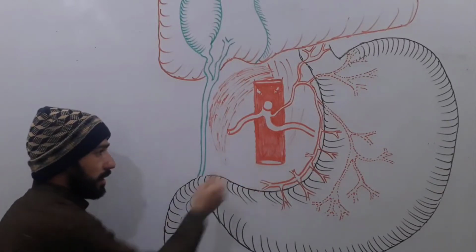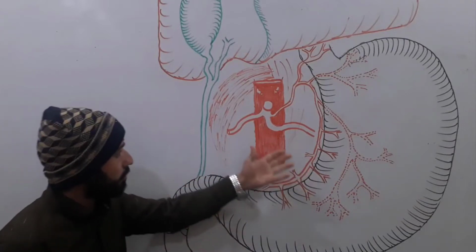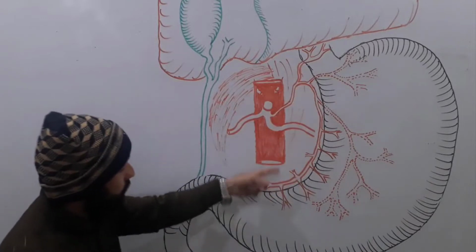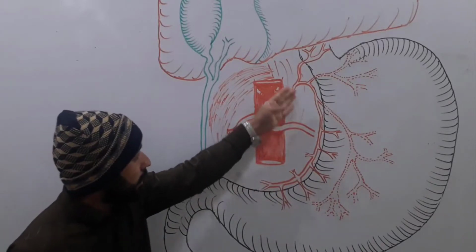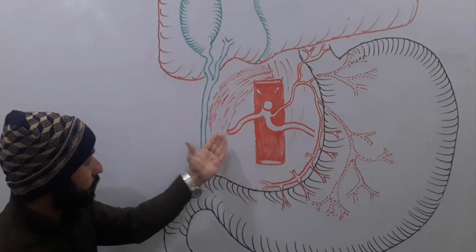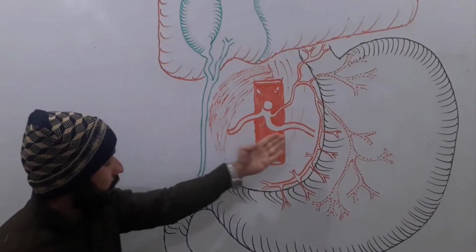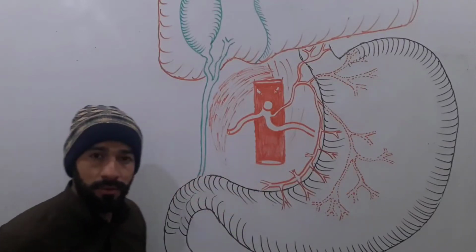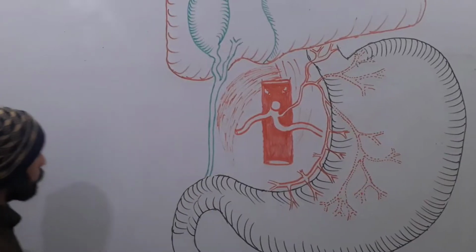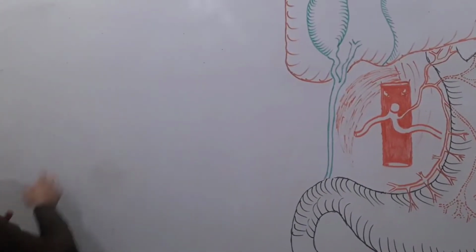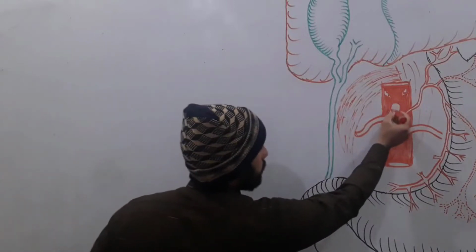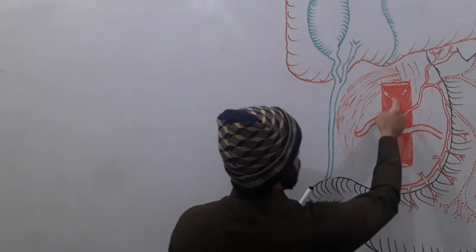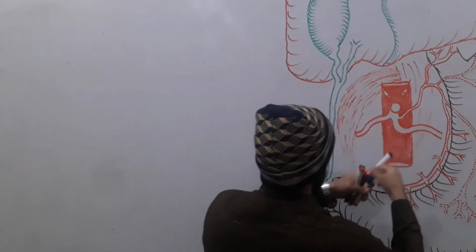As you can see here, I have drawn a very simplified diagram, right? And in this lecture, we are discussing only this one artery, which is the left gastric artery. And in the next lectures, we will discuss the common hepatic artery. And in the coming lectures, we will discuss the splenic artery and its branches in detail, right? So let us discuss the celiac trunk, right?